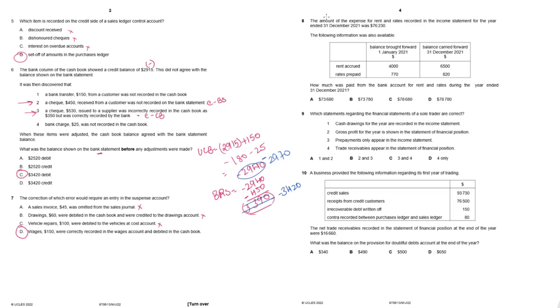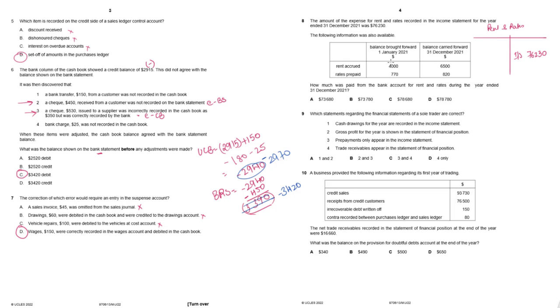The amount of expense for rent and rates recorded in the income statement for the year was 76,230. The following information was available: rent accrued, rates prepaid. Okay, how much was paid from the bank for rent and rates during the year? What you can simply do is just prepare a ledger account. Rent and rates, income statement, on the credit side, amount is given, 76,230.